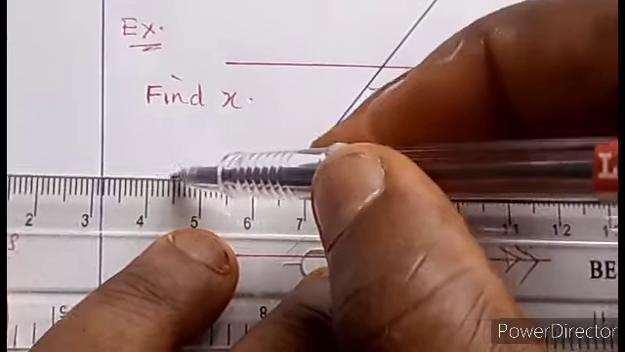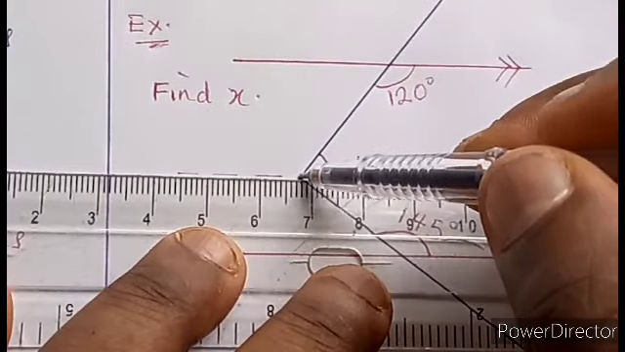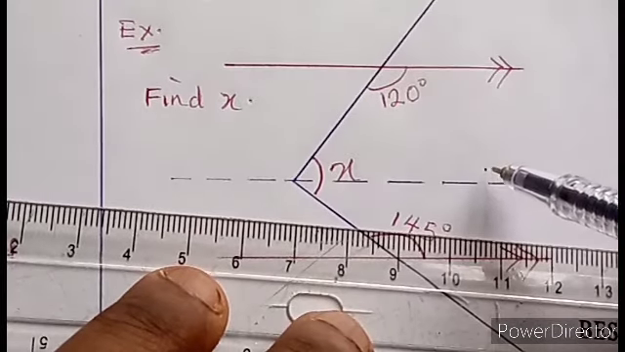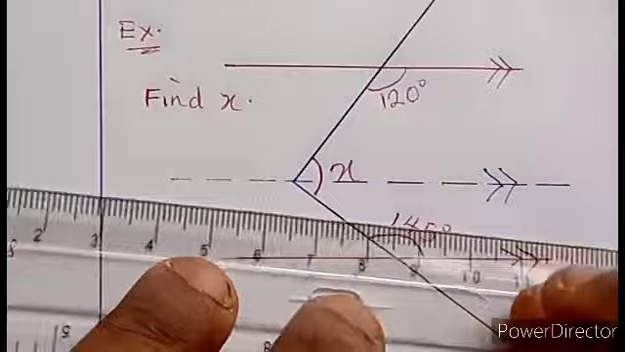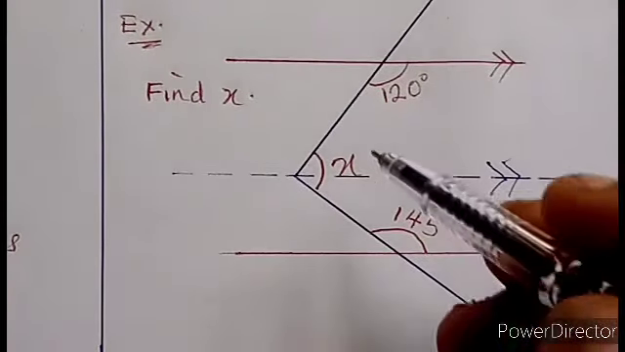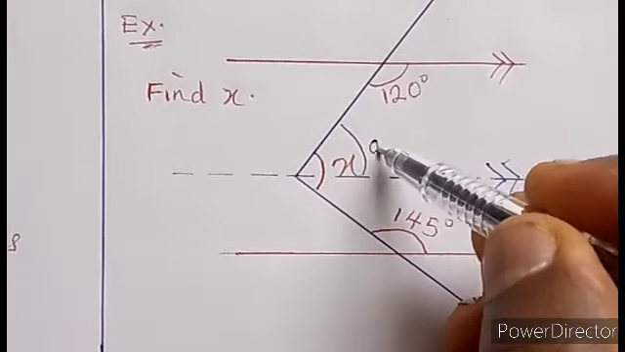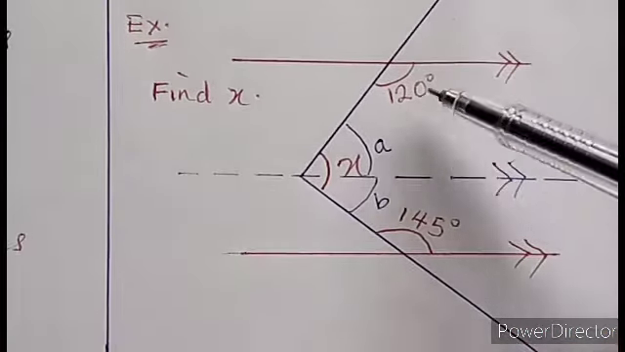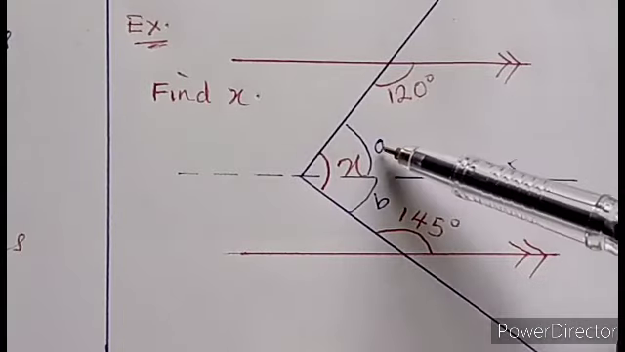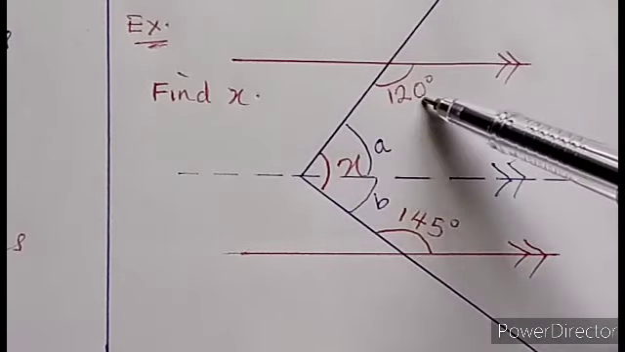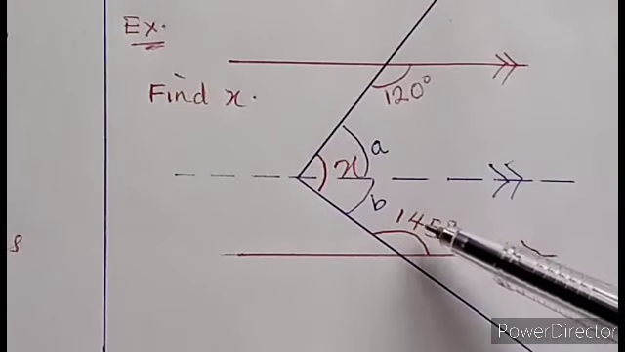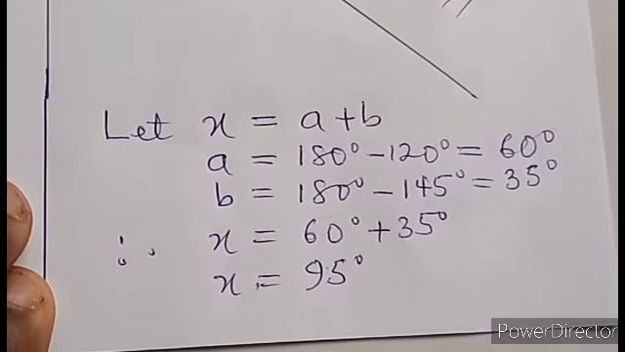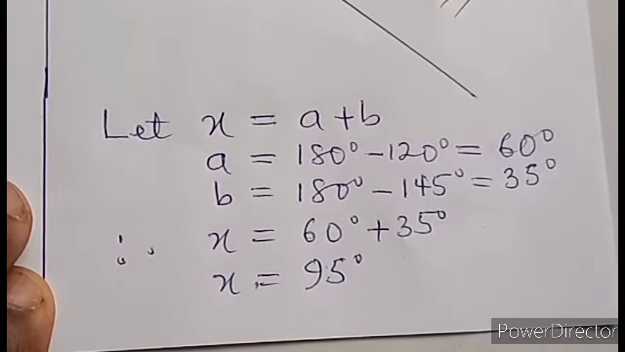So I'm going to draw a line here. So this line will now be parallel to the other two parallel lines. I want to call the angle up here A, and I want to call the angle down here B. So consecutive interior angles, meaning that A plus 120 should give me 180, B plus 145 should give me 180. Then I will add A and B together to get X. And that's the solution.